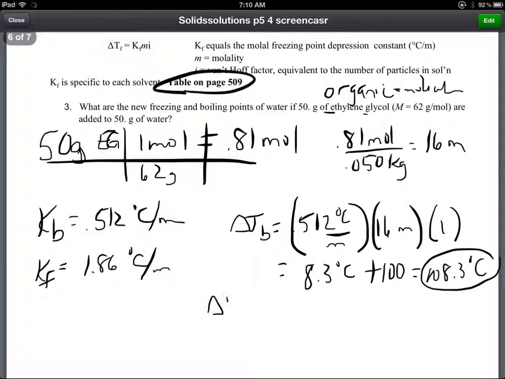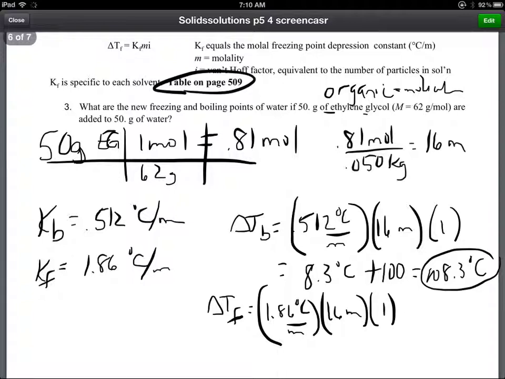And then for your change in freezing point, it's going to be 1.86 degrees Celsius per molal times 16 molal, again times 1. It's going to give you 30 degrees Celsius. So again, this is why ethylene glycol works so well as an antifreeze. The freezing point is going to go down. So the normal freezing point is 0 minus 30. It's going to give you a new freezing point of minus 30 degrees Celsius. So that's why your antifreeze works to keep the water in your car's cooling system from freezing in cold weather.